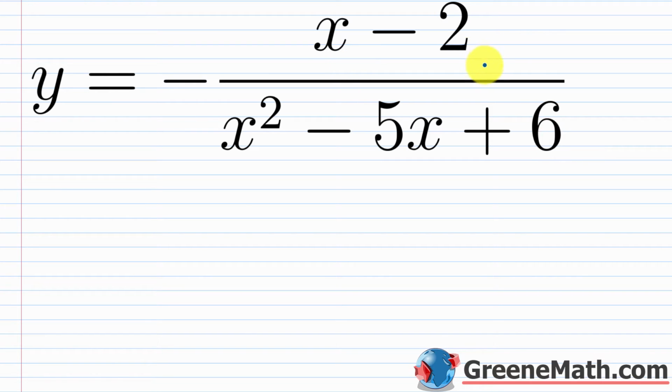A lot of you are looking at that and you're going to try to simplify it and you're going to end up with the wrong answer. So let me do it the correct way first, and then I'll show you the common mistake. So first, I'm just going to grab this denominator here, and I'm going to set it equal to 0.